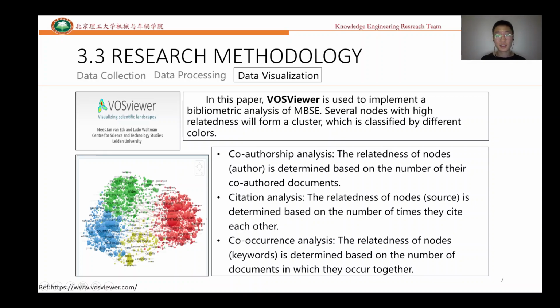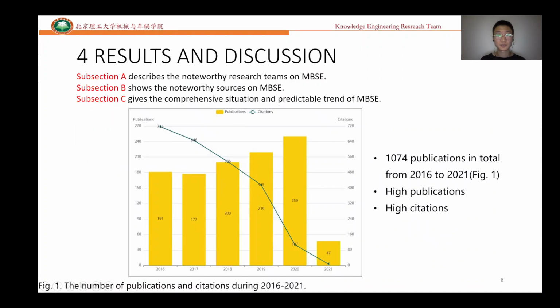Co-authorship analysis: the relatedness of nodes is determined based on the number of their co-authored documents. Citation analysis: the relatedness of nodes is determined based on the number of times they cite each other. Co-occurrence analysis: the relatedness of nodes is determined based on the number of documents in which they occur together.